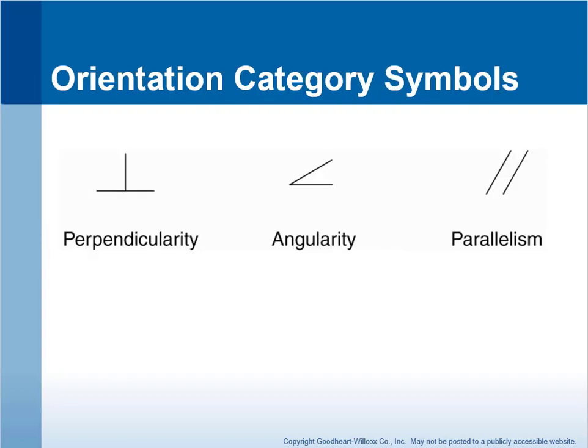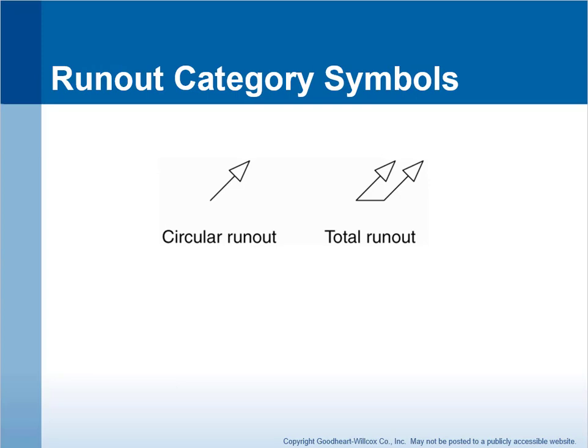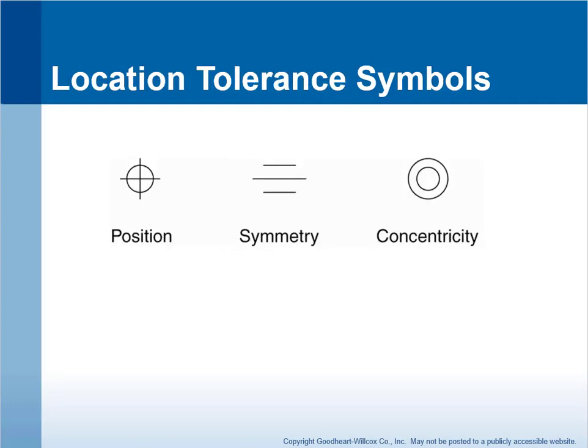These are the orientation category symbols: perpendicularity, angularity, and parallelism. These are the profile category symbols: line profile and surface profile. Here are the runout category symbols: circular and total. And finally, here are the location tolerance symbols: position, symmetry, and concentricity.